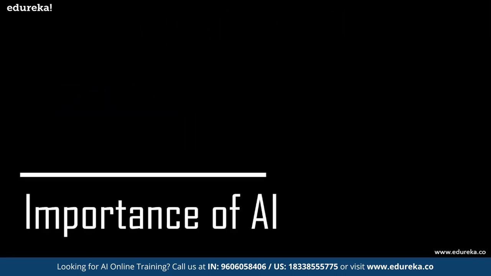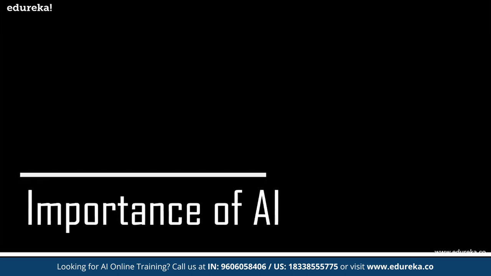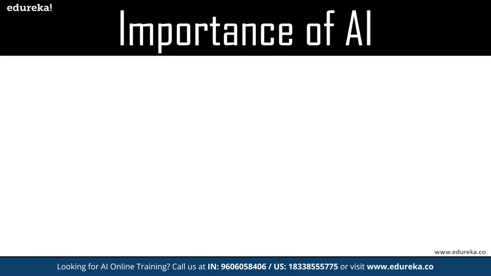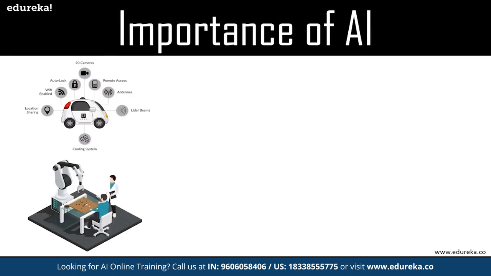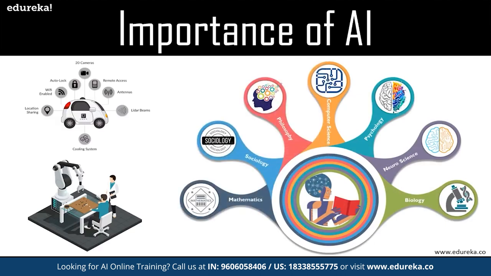Now, let's have a look at the importance of artificial intelligence. AI has made it possible for machines to learn from experience and grow to perform human-like tasks. A lot of the flashy examples of artificial intelligence you hear about, like self-driving cars and chess-playing computers, rely heavily on deep learning and natural language processing. Using these technologies, computers can be trained to accomplish specific tasks by processing large amounts of data and recognizing patterns in that data. There are a lot of areas which contribute to artificial intelligence, namely mathematics, sociology, philosophy, computer science, psychology, neuroscience, and biology.